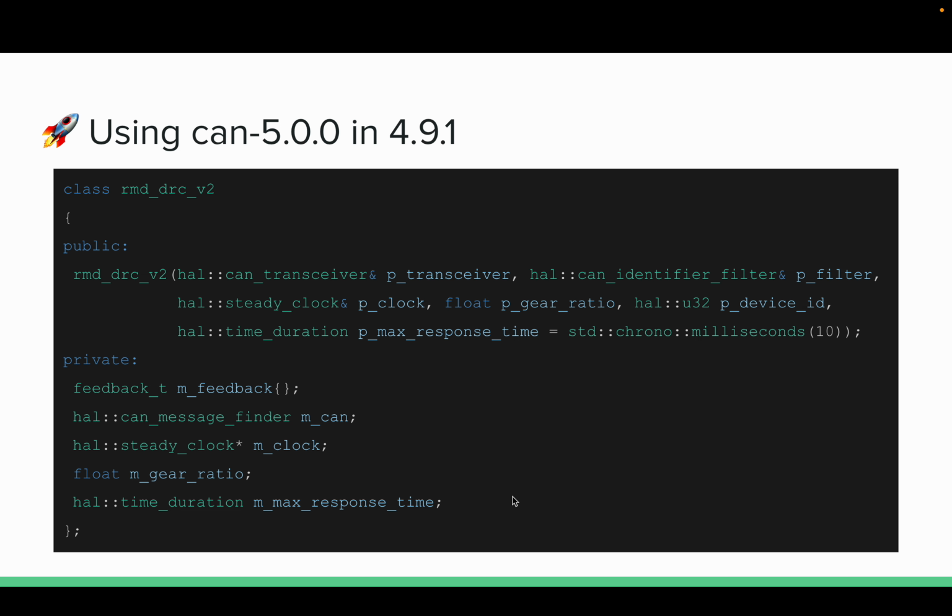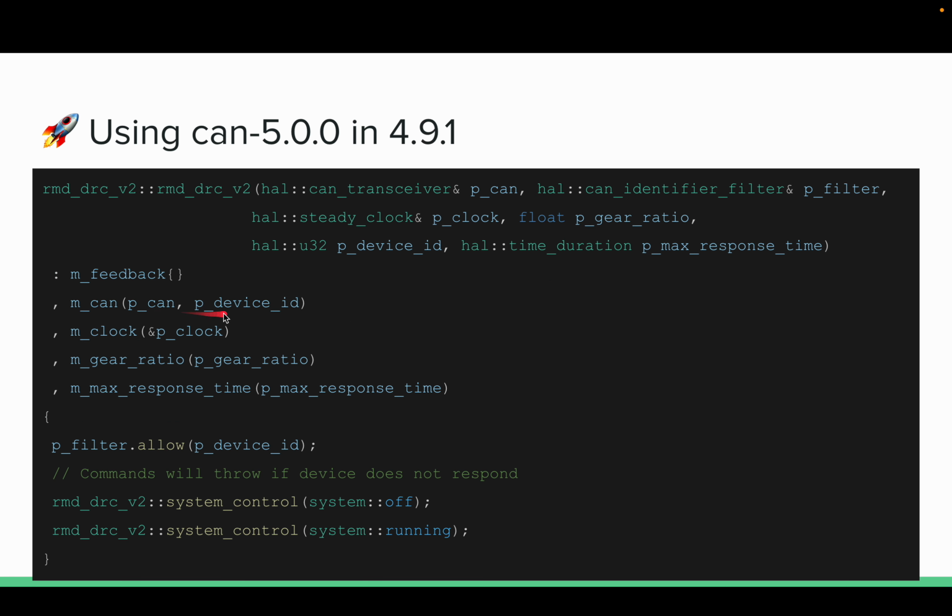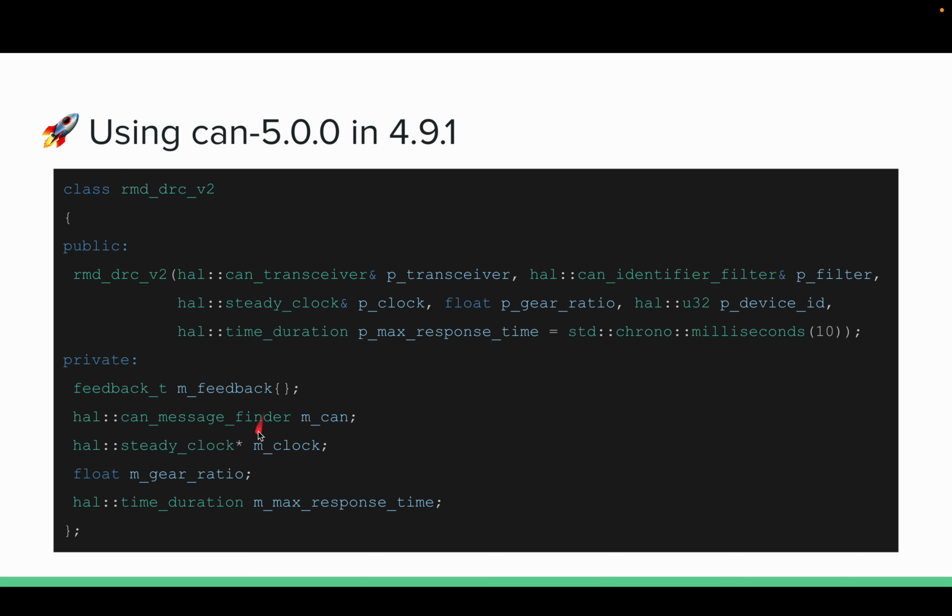Here's a look at the member variables. This is what you'd see in the header. We have a CAN message finder, and that is mcan, which takes the CAN transceiver and a device ID. Before we go any further, I'll show you how this works. The main idea here is that CAN message finder needs the CAN transceiver to look at its buffer and its current cursor position, like where the write head of the buffer is. So it's always going to need access to the transceiver.